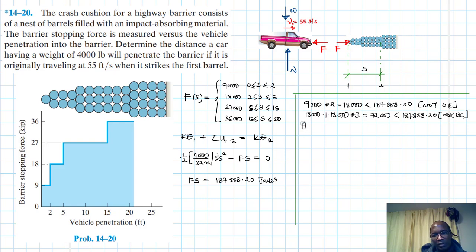And then we have 72,000 plus the next one is 27,000 by the range for 27, which is 15 minus 5, that's a 10. What does this one give us? So 72,000 plus 27,000 times 10. This gives us 342,000, and of course this is greater than this.